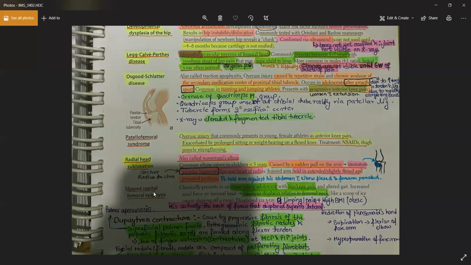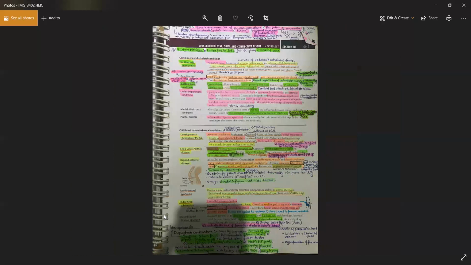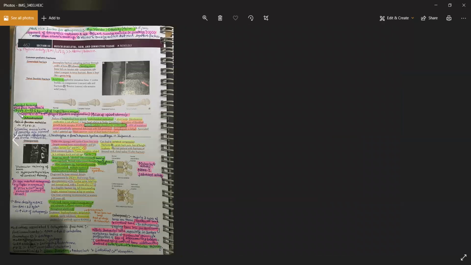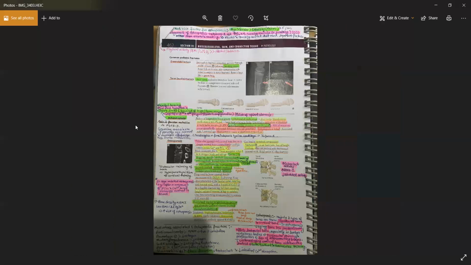against the abdomen, right? And then the slipped capital femoral epiphysis syndrome, which is seen in obese teens, right? And that would be all about that. And Dupuytren contracture, we have discussed all scenarios here. We have discussed up to the achondroplasia part, right?